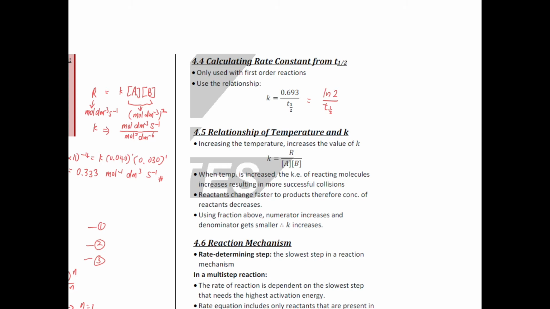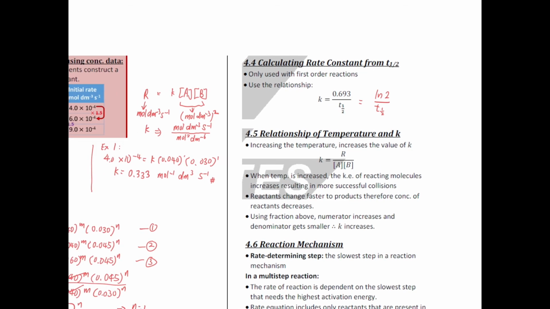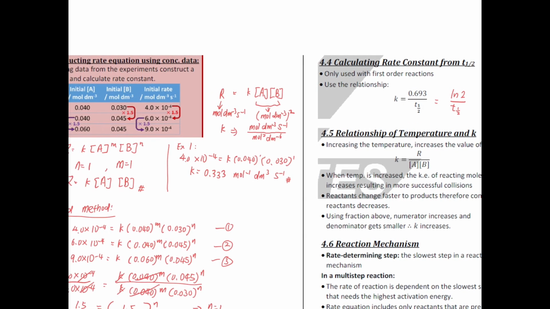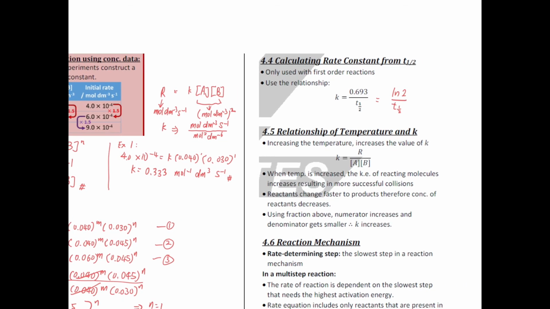But it's just for first order. For second order, what formula? We are not going to care about that. It's not in the syllabus. Zero order also, we don't care about that. So for zero order and second order, how do we find K? We use the methods written here. So just substitute the data into the equations and find K. So that's the method that we use.